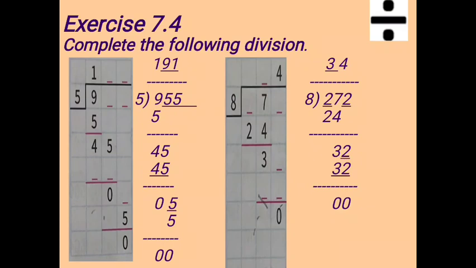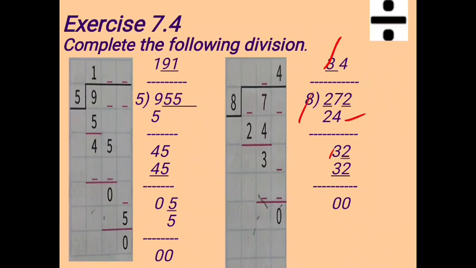Here they have given you 8, 7 and 4, right? And 24 they have given you. So the first one is, in the 8 table you have to check where there is 24. That is 8 3s are 24, and they have given you the remainder as 3.